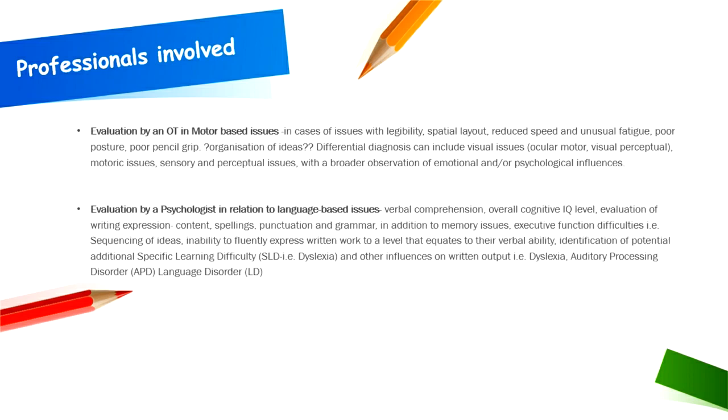An evaluation by a psychologist would give an overview of the overall cognitive IQ of the child, difficulties with spelling, punctuation, and grammar, in addition to memory issues and difficulties with executive functions. They are also able to identify if the child is experiencing specific learning difficulties in other areas, for example, reading, spelling, or math.